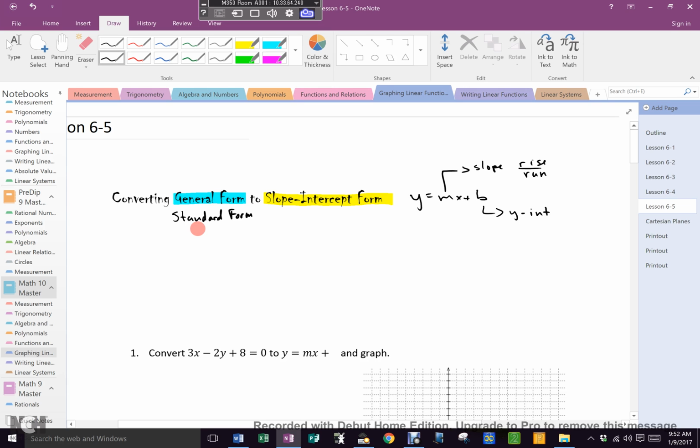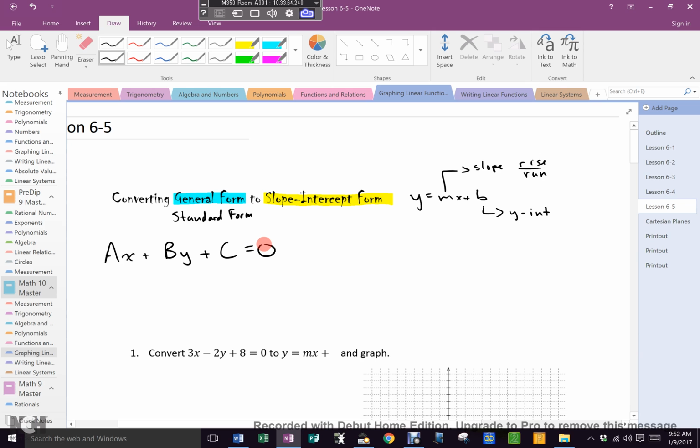General form has the exact same pieces as slope-intercept. It has the exact same pieces as point-slope form. It just looks different, okay? Just like all of us have two eyes, a nose, a mouth, hair, ears, but we all look different. That's it? Okay. So here is what general form looks like. Ax plus By plus C equals 0.